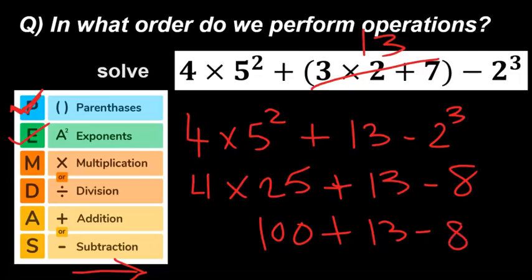Now, when you get good at this, you can do it faster than I'm doing it now. But because we're just learning, we're getting the hang of it, that's okay. Let's take it one step at a time. Alright, so we get 100. We go from left to right. We get 100 plus 13 is 113. Minus 8 equals 105. And then we're done. So as you can see, this is how we apply order of operations.